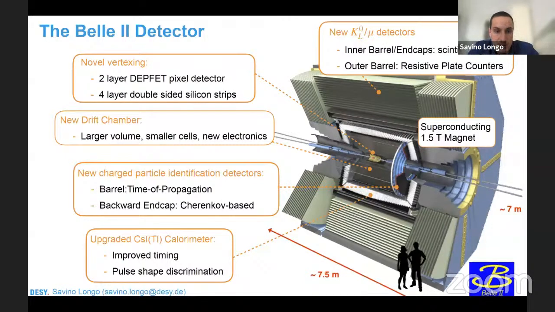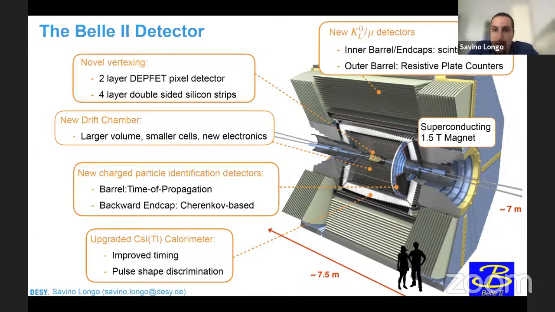We've also had new charged particle identification detectors. In the barrel, we use a time-of-propagation-based system, and in the backward end cap, we have a Cherenkov-based system. We upgraded our thallium-doped cesium iodide calorimeter, so we've improved our timing resolution, and we've also added pulse shape discrimination as a way to identify hadronic showers.